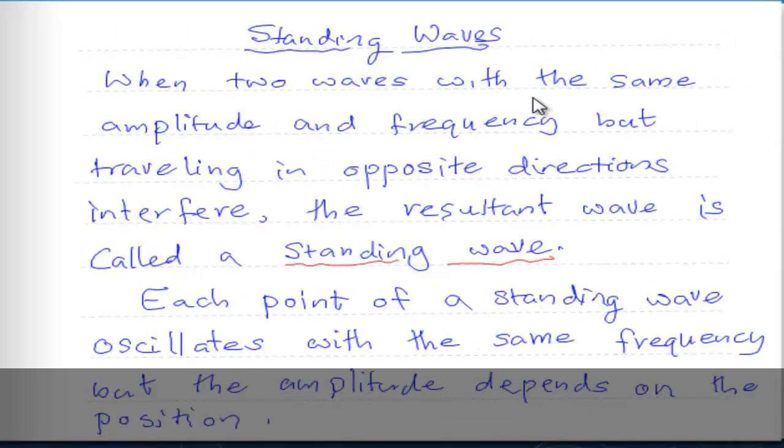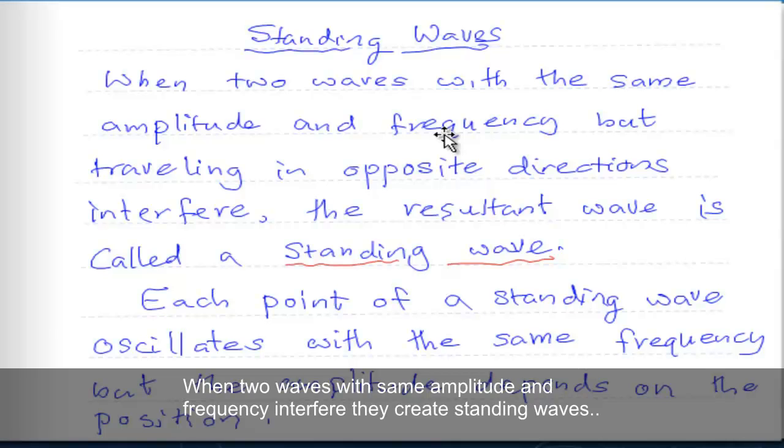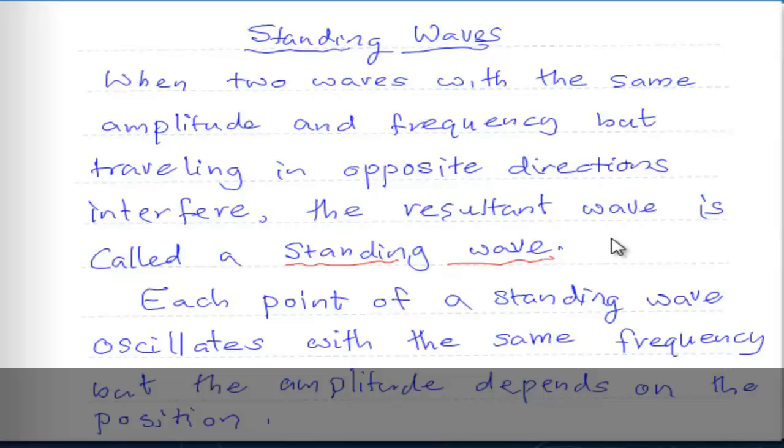The second part is standing waves. Let's assume we have two waves traveling in opposite directions, with the same amplitude and same frequency, and they interfere. When they interfere, it creates a wave which we call a standing wave. The reason is this wave does not propagate, it's just an oscillation, and the amplitude of the oscillation depends on the location in space. So the amplitude changes from point to point on the wave.